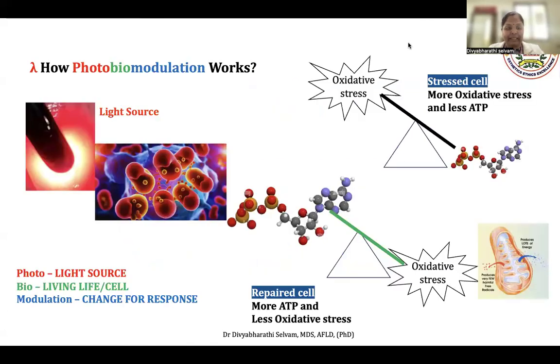Photo means light, bio means living cell, and modulation means there will be a change in the tissue response. When the tissues are in a very stressed state, a larger amount of oxidative stress is produced by the cells and less ATP is produced. Because of that, the cell needs to be repaired. Whereas when you give PBM therapy to the cells, it enhances ATP production and reduces the oxidative response, and thereby the response is better in nature and healing happens, right?